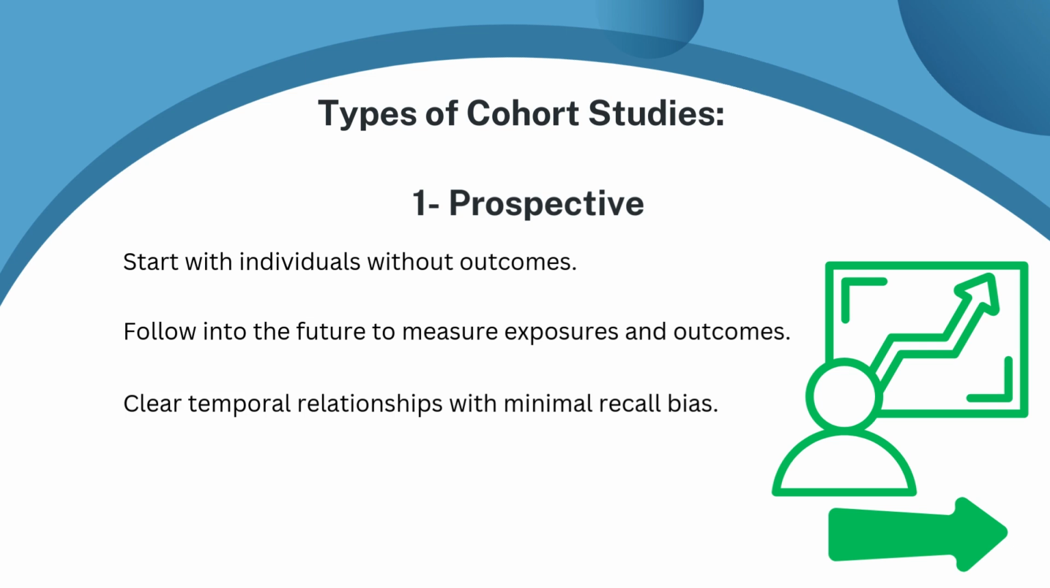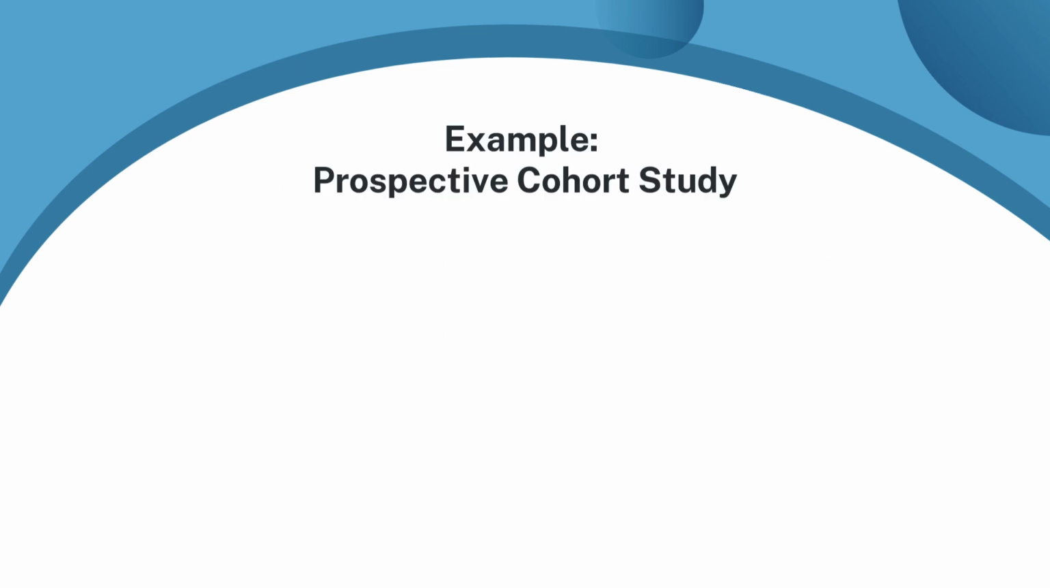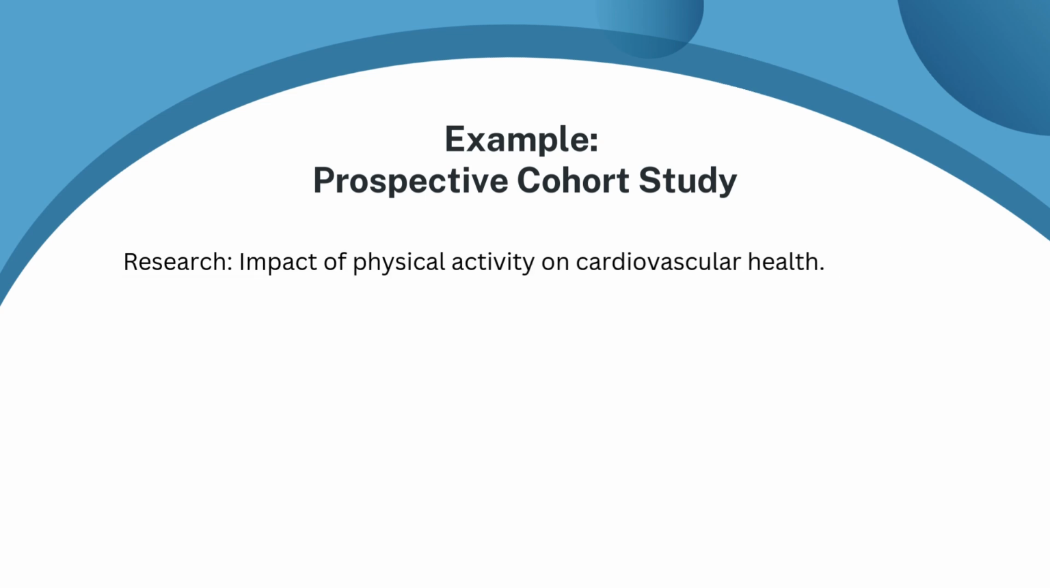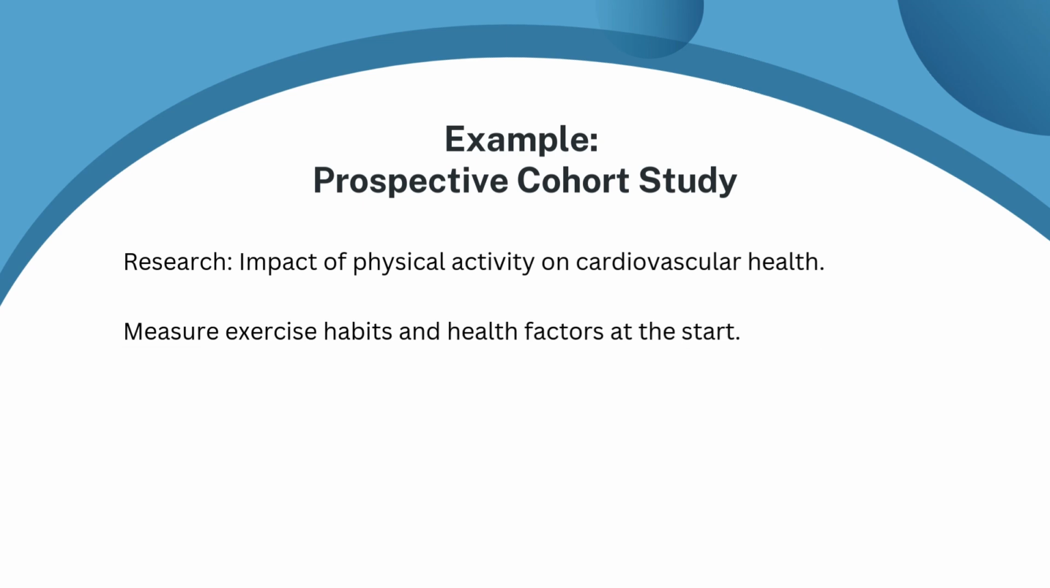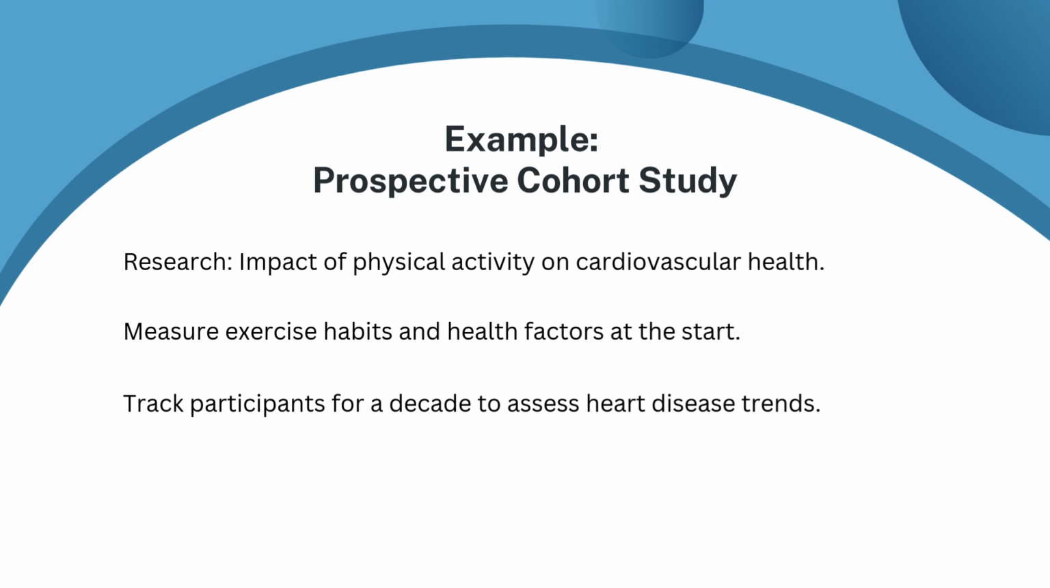Let's take a practical example. Imagine you're studying how physical activity affects cardiovascular health. In a prospective cohort study, you enroll participants who do not have heart disease. You record their exercise habits, diet, and other health factors at the start. Over the next decade, you track their health outcomes, such as heart attacks or strokes. This approach reveals patterns, such as how regular exercise reduces cardiovascular risks.